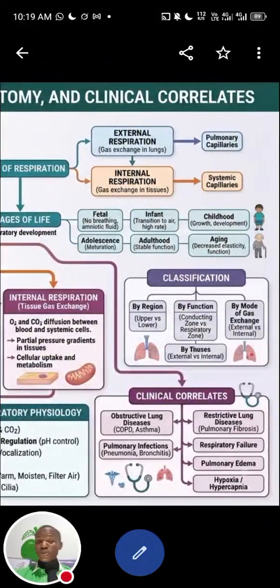All right, so we're done with types now: external respiration and internal respiration. In external and internal respiration, now you have pulmonary and systemic circulation. Okay, so now that we are done with that, the next thing we want to look at is the stages. We have stages of life and stages of respiration. Don't forget where we are coming from.